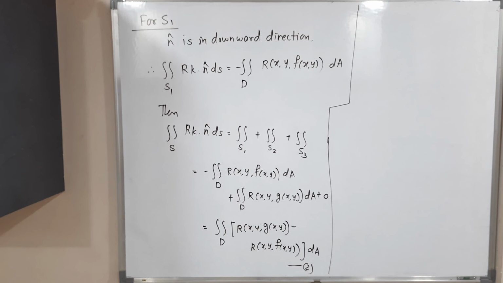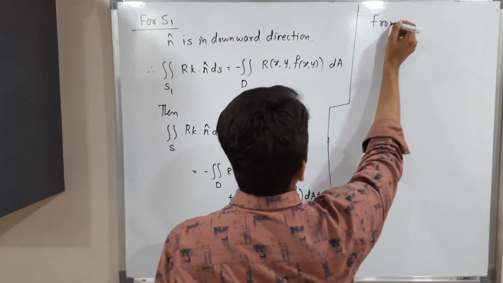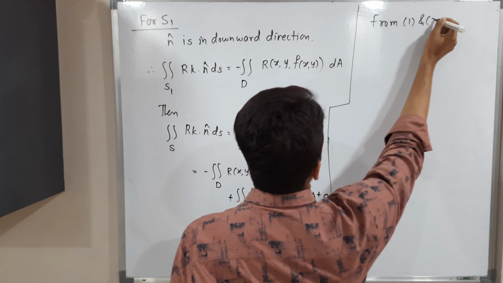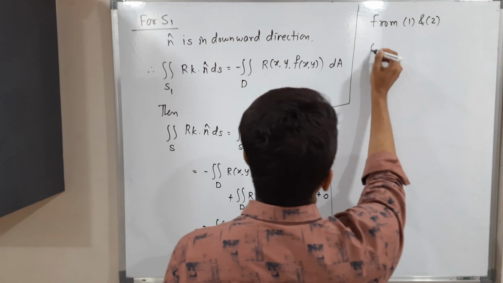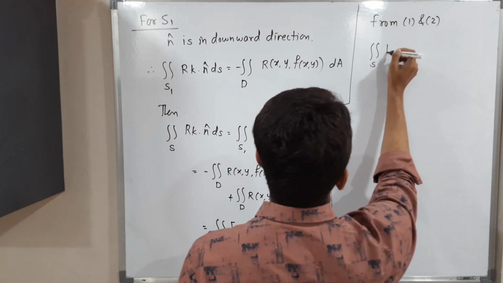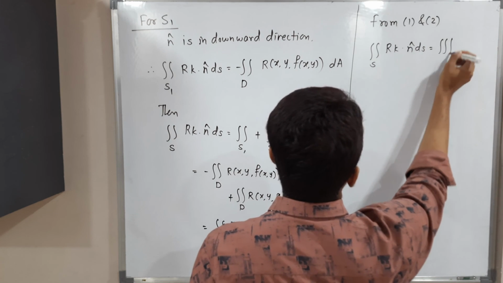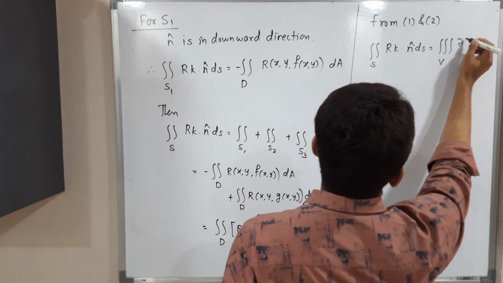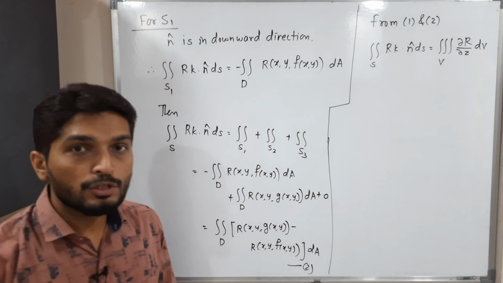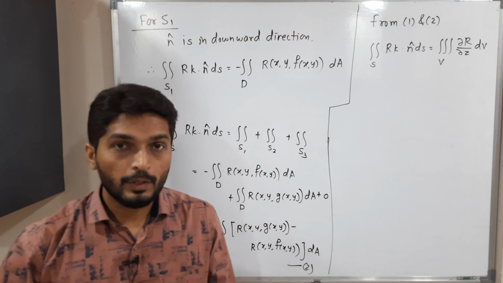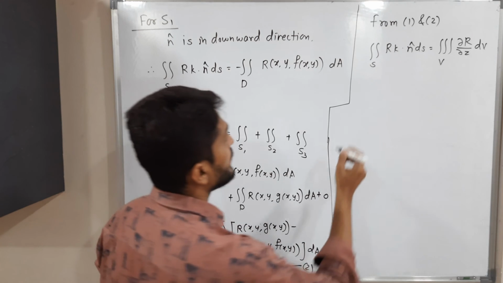So let us combine 1 and 2. Let us see what we will get. So from 1 and 2, having the same right hand side, the left hand sides are also equal. The double integration over S of R k dot n cap dS is equal to the triple integration over V of del R by del z dV. You remember initially we stated 3 equalities, and out of these 3 we proved the first one. So similarly we can write the remaining 2.